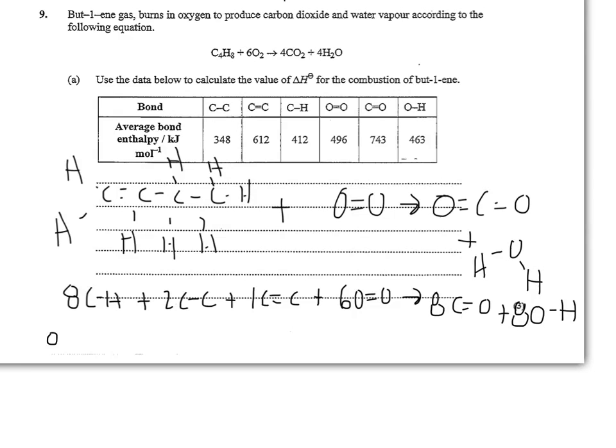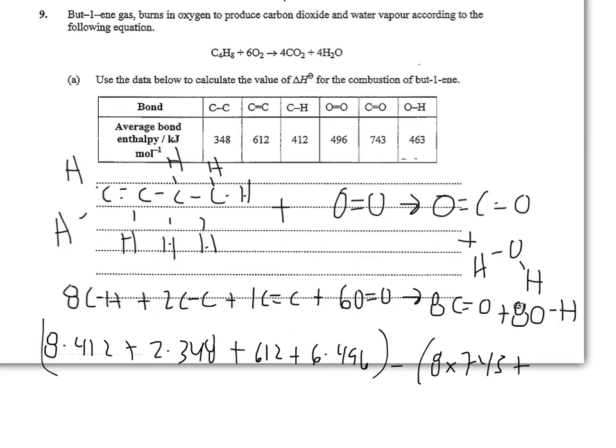So when I plug my numbers in, I have 8 times 412 plus 2 times 348 plus the 612 and then 6 times the 496. That's all my reactants, and I get to subtract my products, which is 8 times 743 plus the 8 times 463, and that gave me a net of 2068 kilojoules.